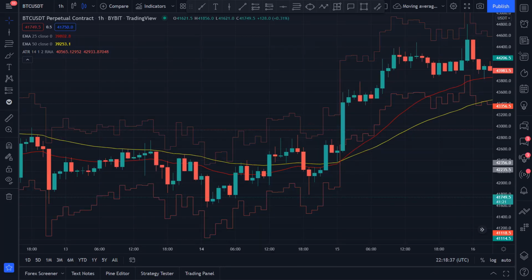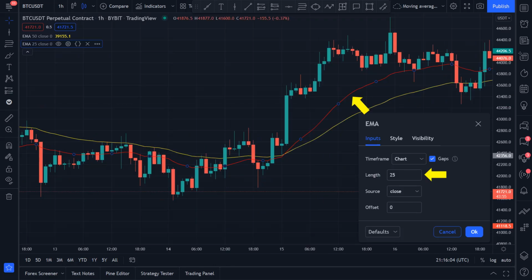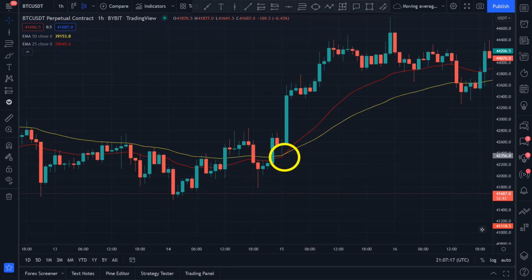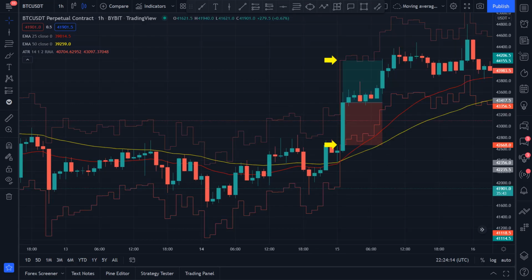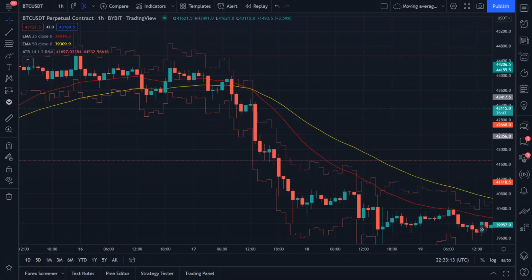Now let's go over the rules of the strategy. As I said, the rules of the strategy are very simple. For a long position, wait until the 25 length EMA crosses above the 50 length EMA. Once the candle closes, we enter into a long position. Set your stop loss to the lower NNFX ATR line and the take profit to the upper NNFX ATR line. For a short position, you do exactly the opposite.